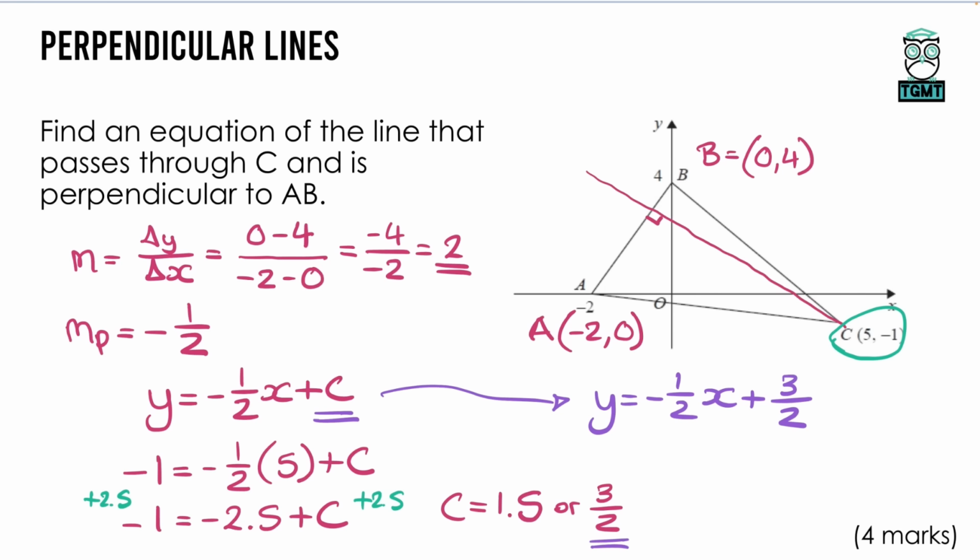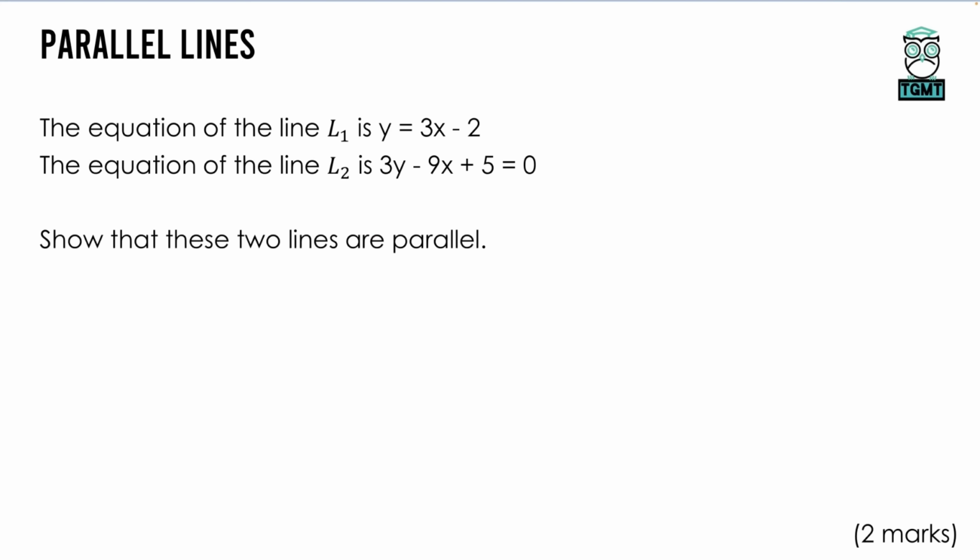Now with parallel lines, when we're dealing with lines that are parallel, we just want to compare the gradient. When lines are parallel, it just means that they're going in the same direction and therefore have the same gradient. Now the first line equation that we've called L1 has a gradient of 3. But this second line equation is not in the form y equals mx plus c.